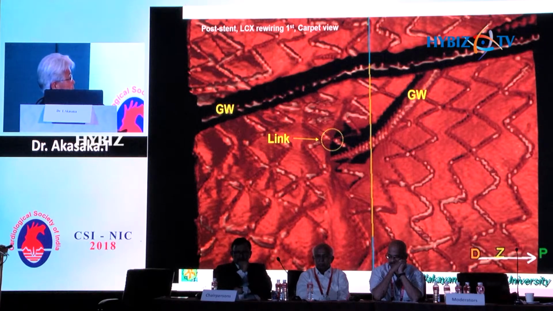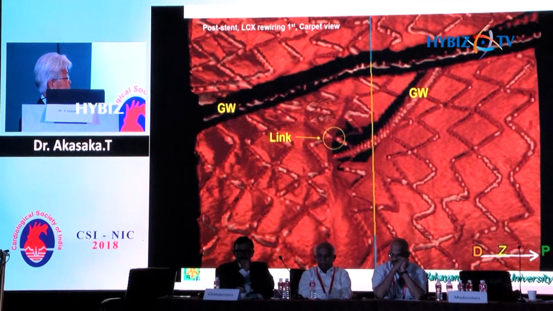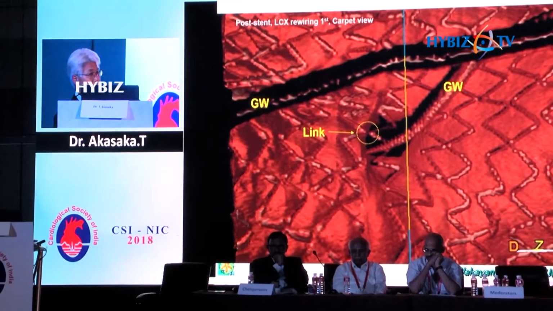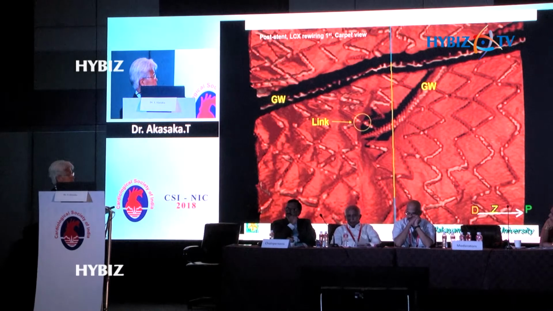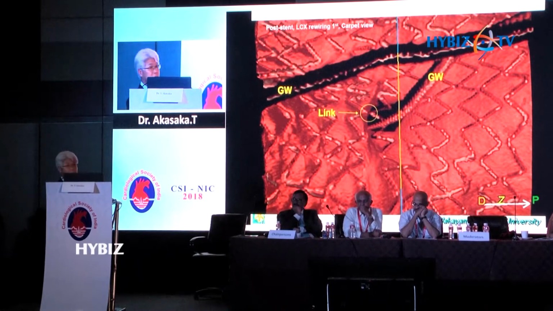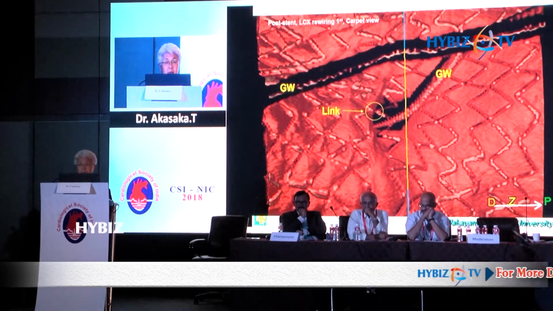Here is one of the examples. Left-hand side is the distal and right-hand side the proximal. The wire, you can succeed to select a distal cell. However, here is a link. If you dilate here, you still have the strut at the center of the orifice. So this is not the best position to select the wire. You can try the rewiring again.